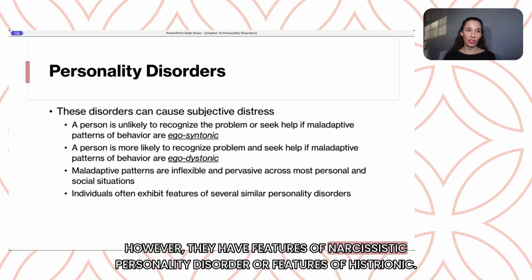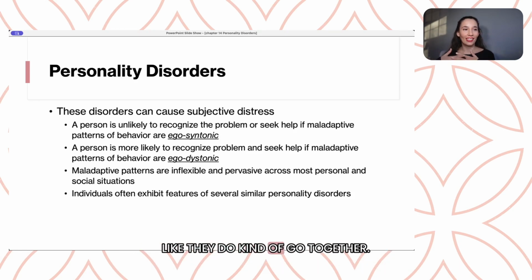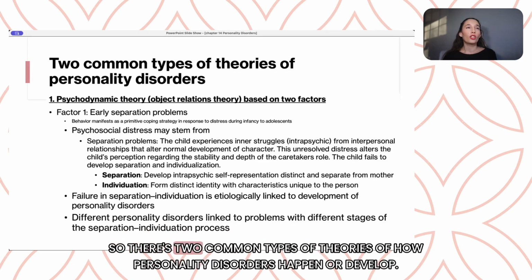However, they have features of narcissistic personality disorder or features of histrionic. They do kind of go together, so yes, you may see that as well. So there's two common types of theories of how personality disorders happen or develop.